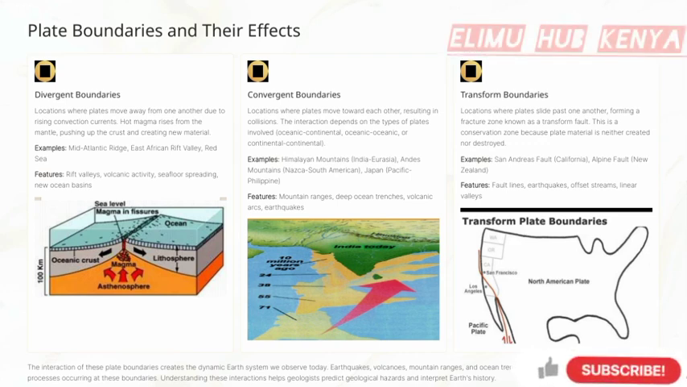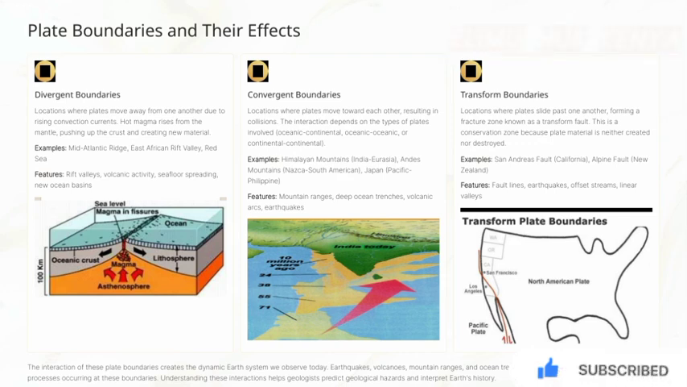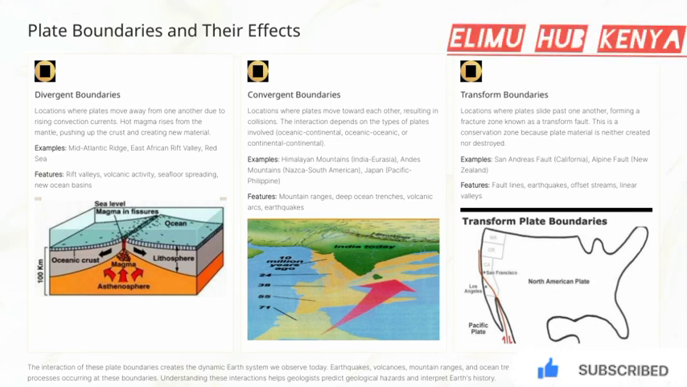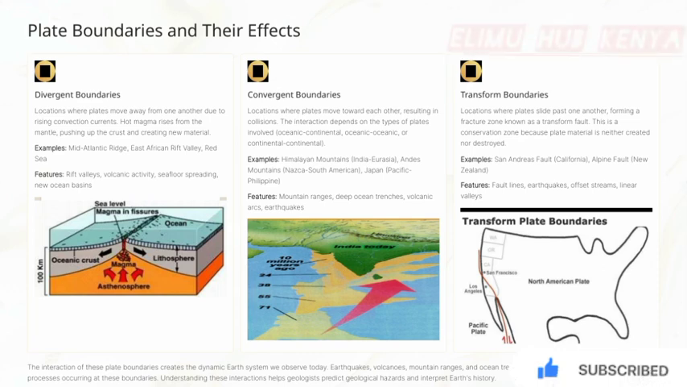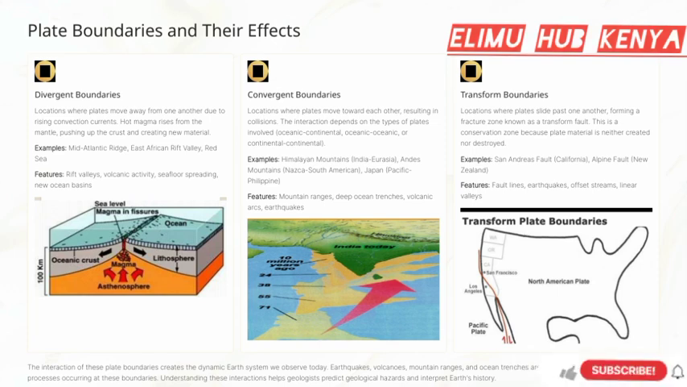First, we have divergent boundaries, which occur where plates move away from each other. This happens because of rising convection currents in the mantle. As hot magma rises, it pushes the crust apart, creating new material. You can see examples like the Mid-Atlantic Ridge, the East African Rift Valley, and the Red Sea. These areas are characterized by features such as rift valleys, volcanic activity, seafloor spreading, and the formation of new ocean basins.